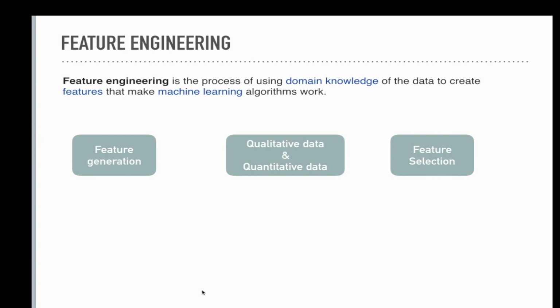The feature engineering phase is the process of using domain knowledge of the data to create features that may make a machine learning algorithm work. For my feature engineering process, I include 3 processes. The first one is feature generation. The second one is qualitative data and quantitative data. And the third is feature selection. Feature generation, I'm using it to generate the features I wanted. And for qualitative data and quantitative data, I'm using it to convert the data into the data I wanted.